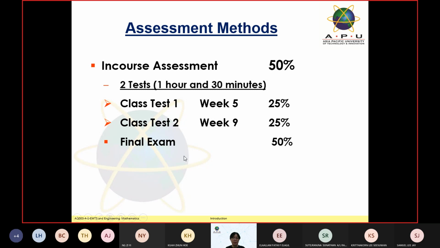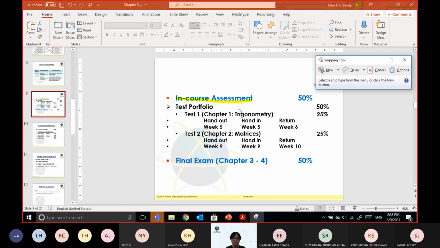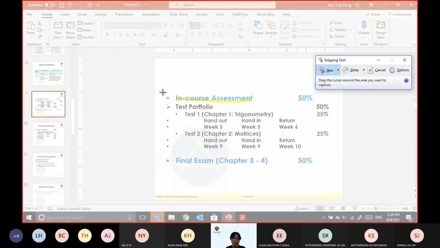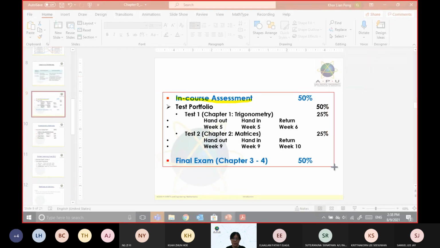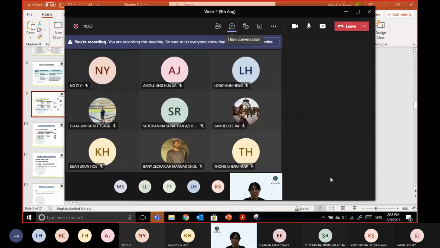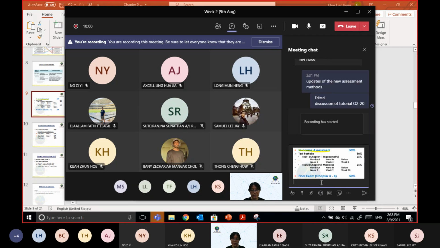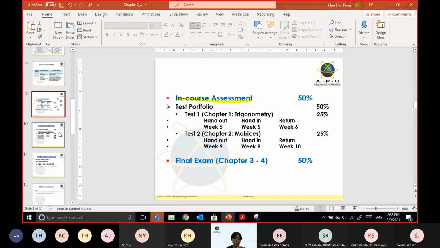I will upload this introduction slide into Teams. Let me use a snipping tool to copy this into the chat box. But later I will still upload the new introduction slide for your reference.